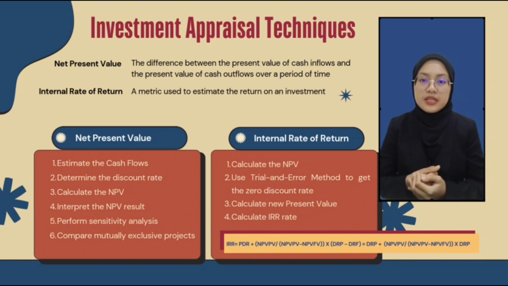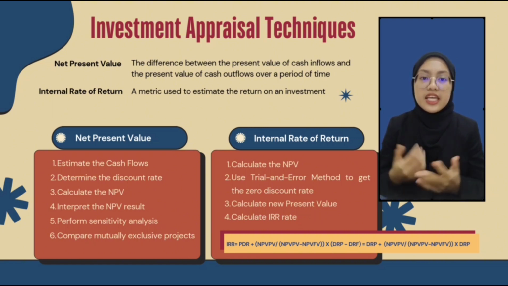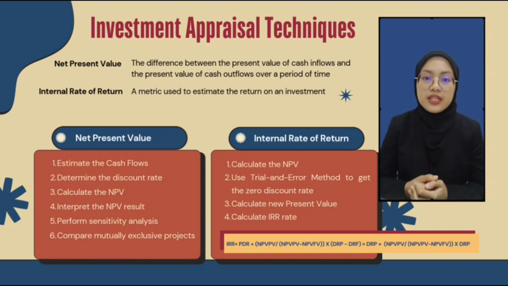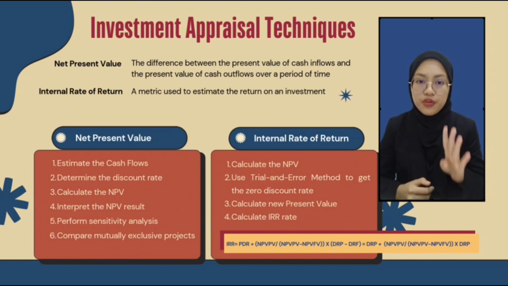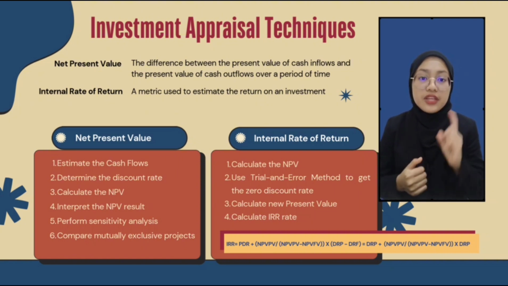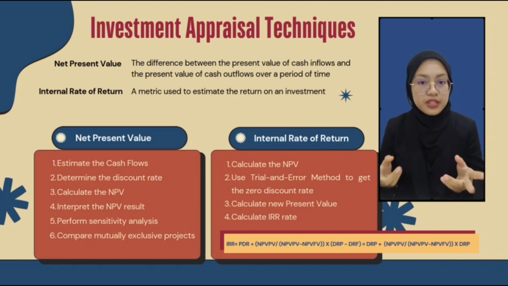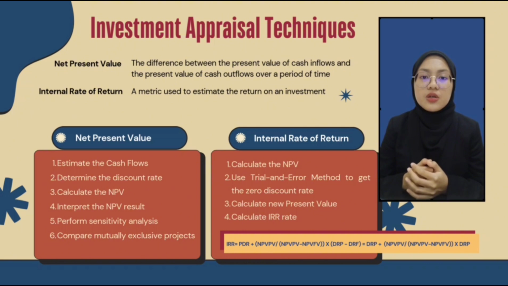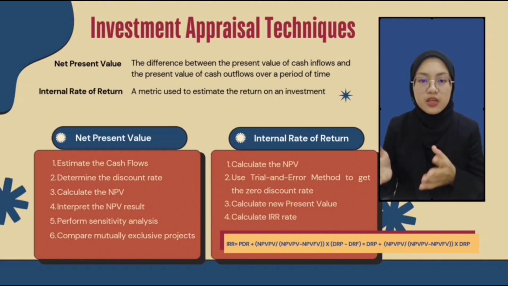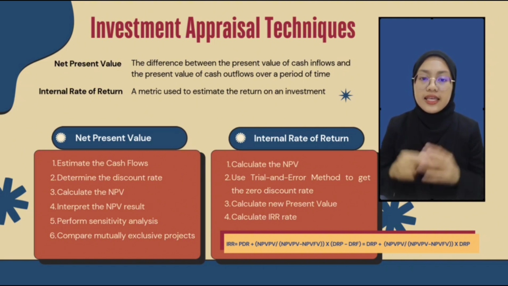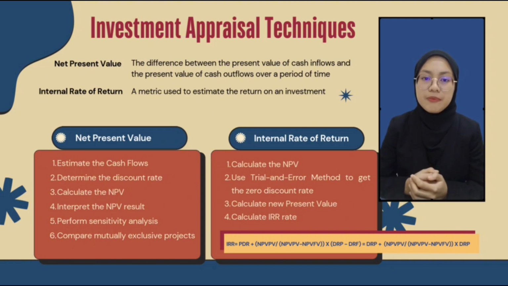For the process net present value, first we need to estimate the cash flow. Second, determine the discount rate. Third, calculate the NPV. Fourth, interpret the NPV result. If the NPV is positive, we got profitable. If we got negative, it is non-profitable. And if zero, it is considered at minimum acceptable rate of return. And the last one is compare mutually exclusive projects. The highest positive NPV is typically the preferred choice.